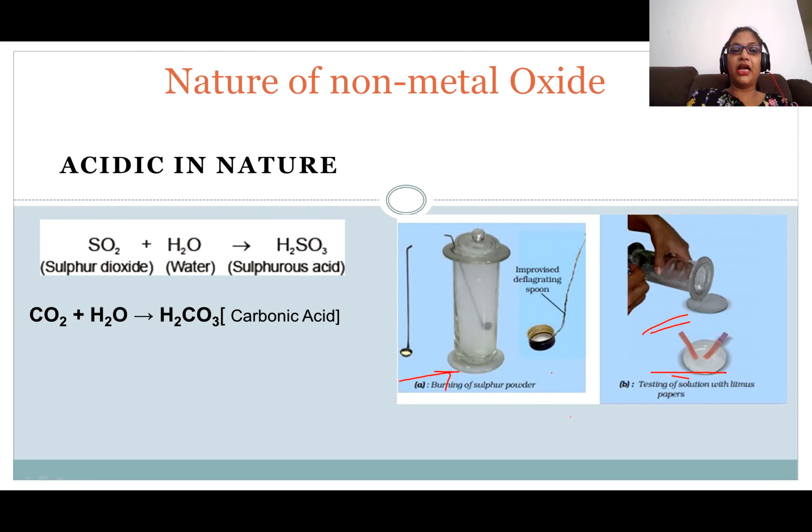And you can see the reaction here as well. Sulfur dioxide plus water forms H2SO3. The name of the acid is sulfurous acid. So an acid is formed. It's very simple. An acid is formed, that means it's acidic in nature.